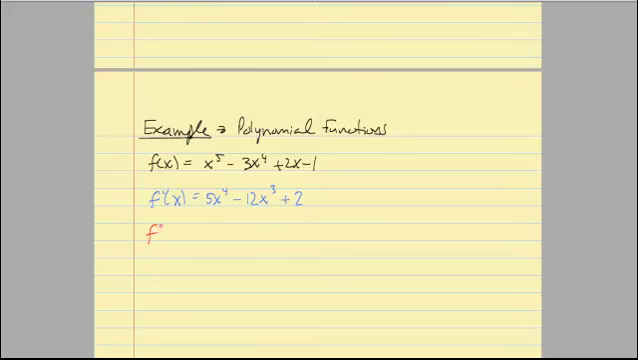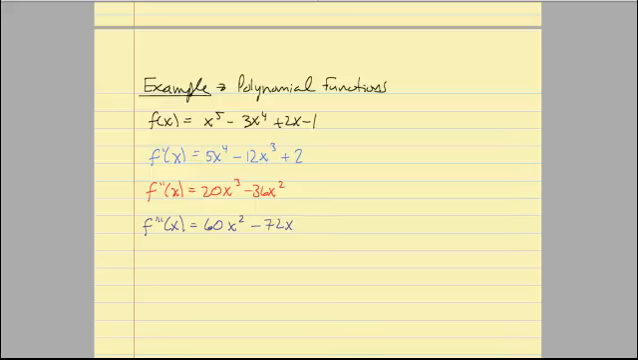Let's go ahead and look at a second derivative. We have 20x cubed minus 36x squared, and the derivative of 2 is 0. Let's go ahead and look at a third derivative. 60x squared minus 72x. Okay, and you can see what's happening here is my powers are decreasing. Let's go ahead and go to a fourth derivative. 120x minus 72.